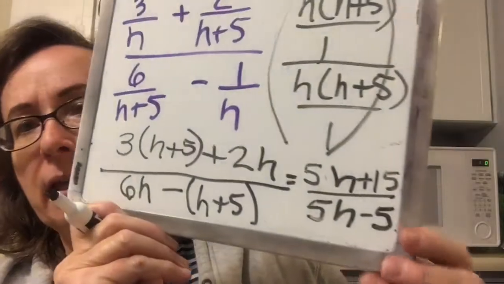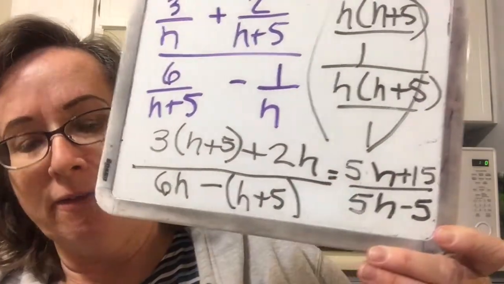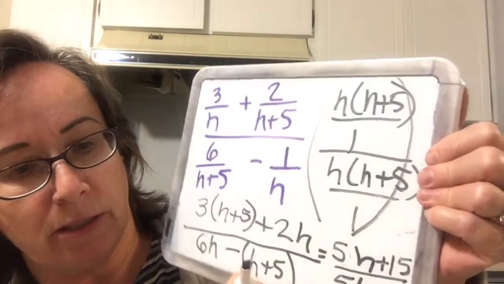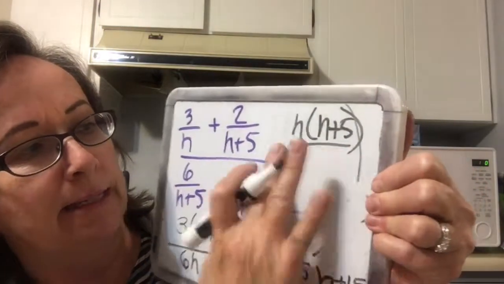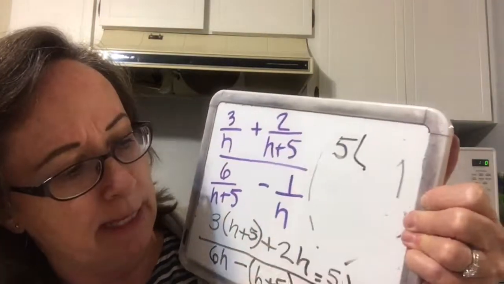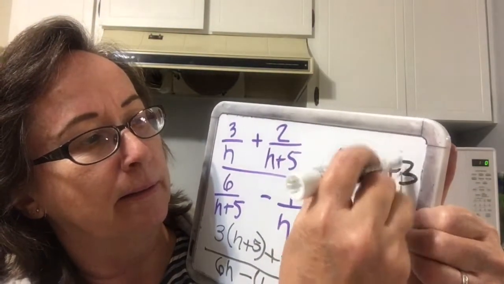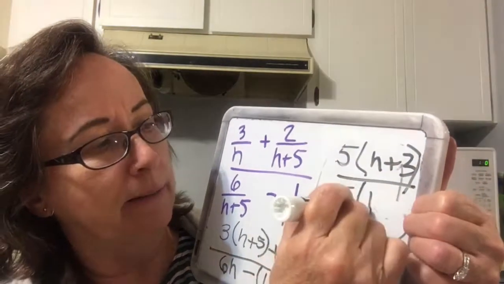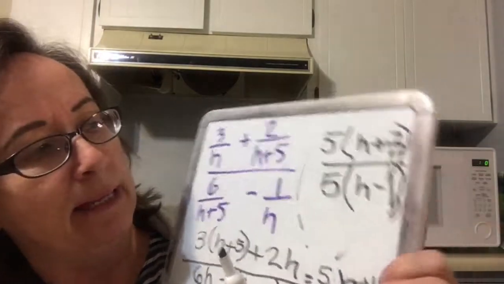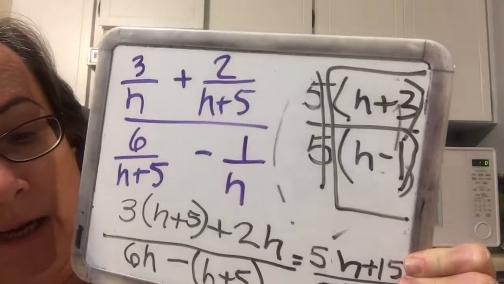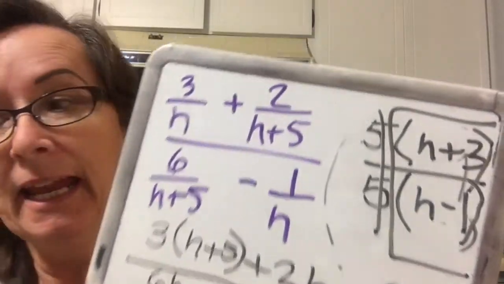Now, can you see that both of those are going to have a 5 as a factor? I'm going to do this right up here because I've run out of room. So when I pull out a 5, I'm going to get a 5 times h plus 3 over a 5 times h minus 1. And my 5's cancel, so my answer will be h plus 3 over h minus 1. And now we only have 2 more problems left to be done with this section.